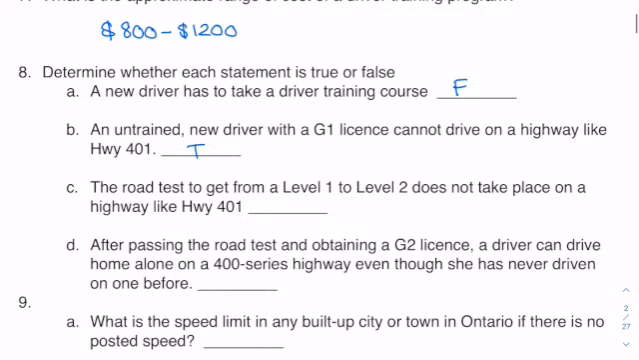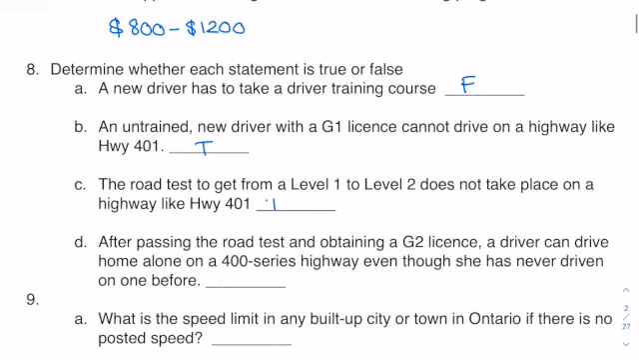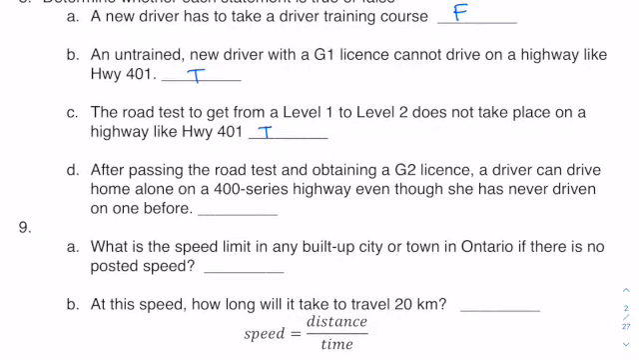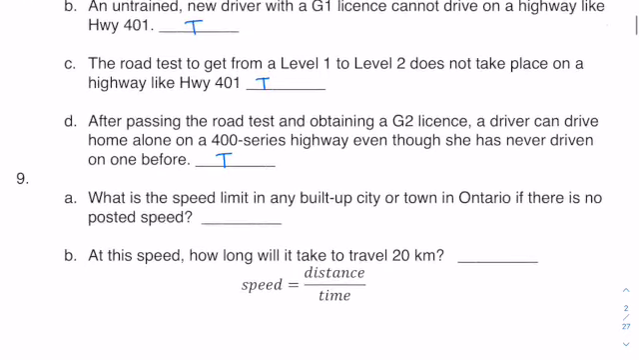The road test to get from a level 1 to level 2 does not take place on a highway. So for C, that is also true. They do not necessarily take place on highways, but they will take place on fast roads to see how you merge, kind of thing. Question D. After passing the road test and obtaining a G2 license, a driver can drive home alone on a 400 series highway, even though she has never driven on one before, and that also is true.